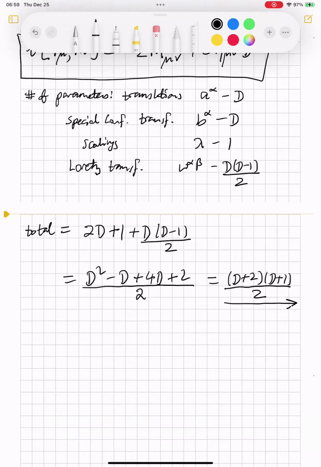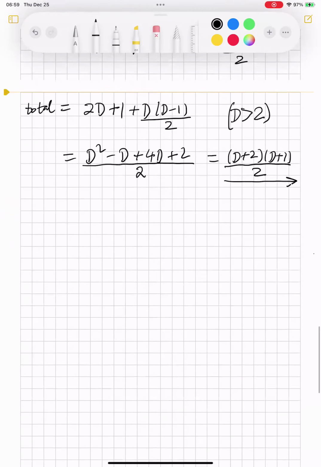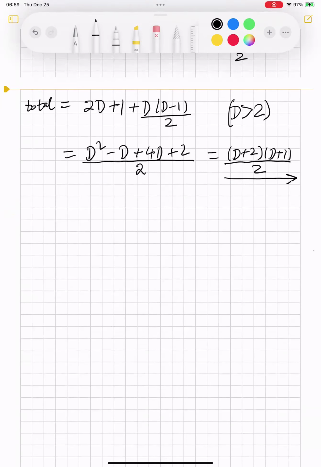And of course, we're taking d greater than 2. You know that with d equal to 2, there were an infinite number of transformations. Okay, so how do we identify this group? We're going to develop a little bit of notation, just so that you know the names of a few groups. So let's look at d equal to 3, and we will talk about Euclidean spacetime.